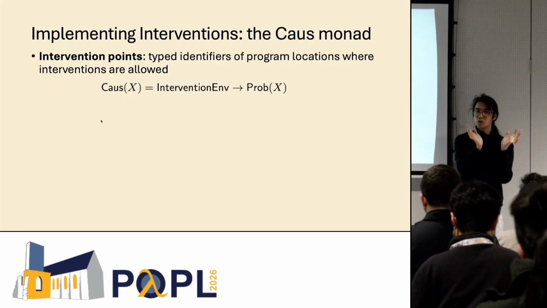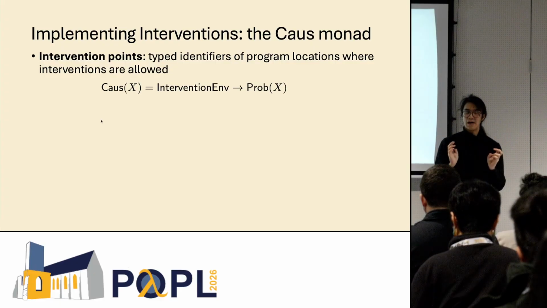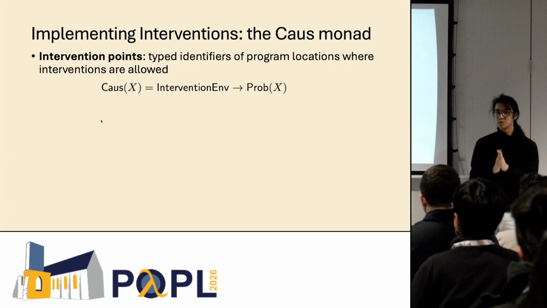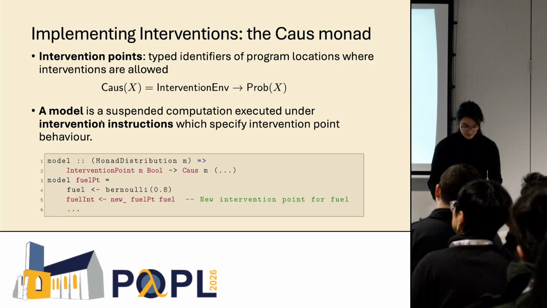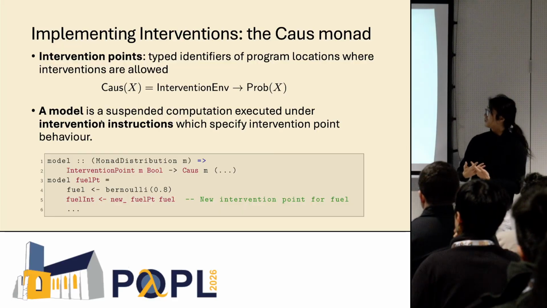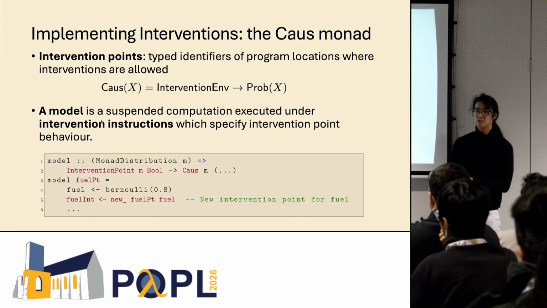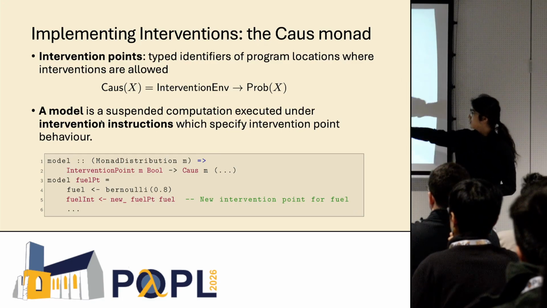And this additional environment that we're taking here should be thought of as a map, in the programmatic sense, from intervention points to lists of intervention instructions. What that means is that a model is now a suspended computation that is executed on an environment. And this environment contains, for each intervention point, all of the interventions that you're inserting in this program. So concretely, in a model, this is what it looks like.